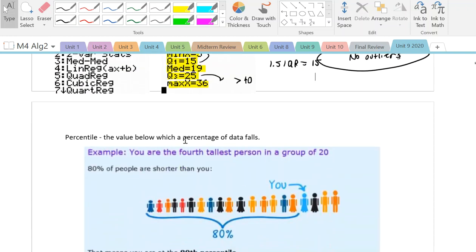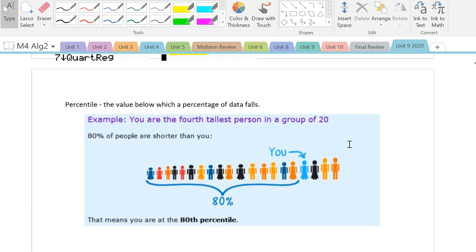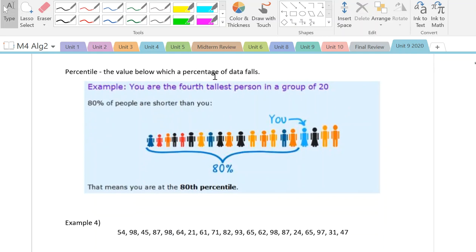So, percentile. It's the value below which a percentage of the data falls. The most common spot that you hear this is like at the doctor's office. You're a certain percentile for height and weight. My daughter is at the 25th percentile for her weight, and that just means 25% of the people are lighter than she is. If you are the 4th tallest person in a group of 20, then 80% of the people are shorter than you and you're the 80th percentile.